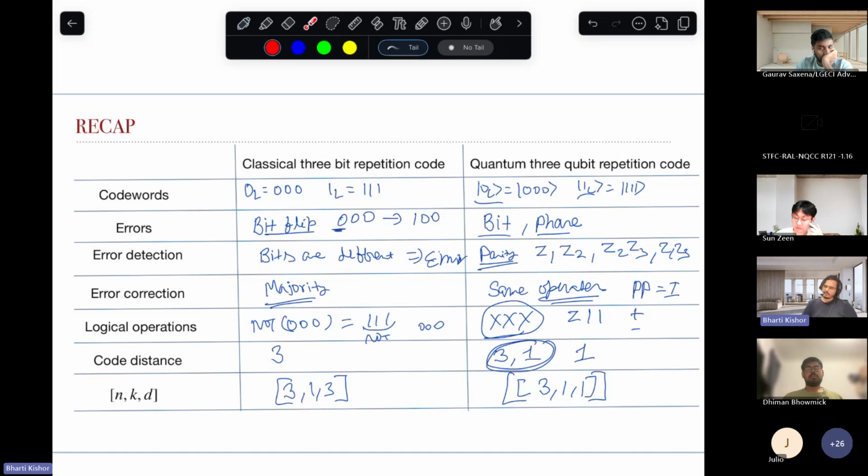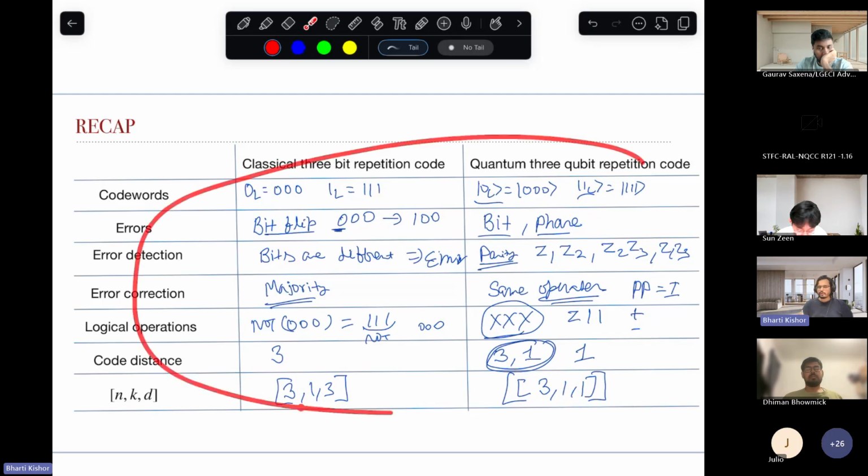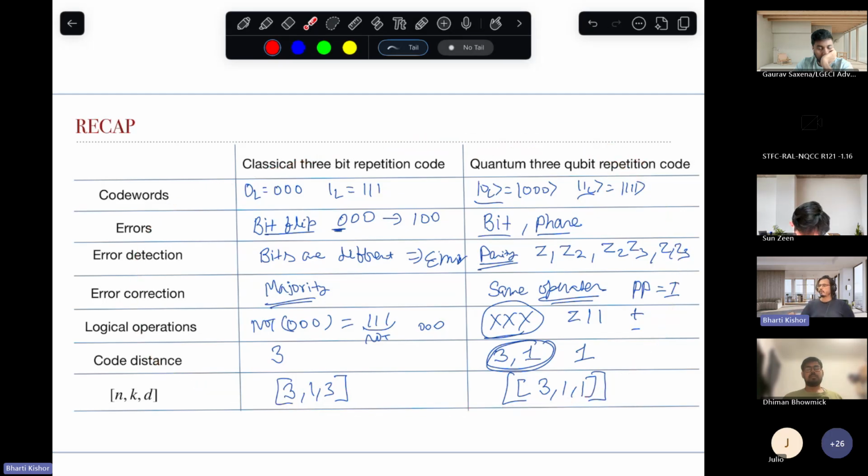Some of you have asked about this: here we use single brackets, and here we use double brackets. So this might give you a summary of the quantum versus classical case.